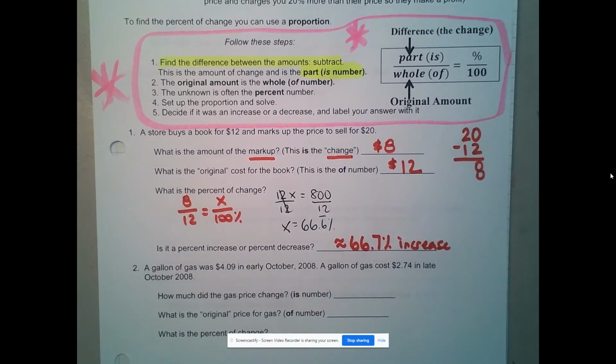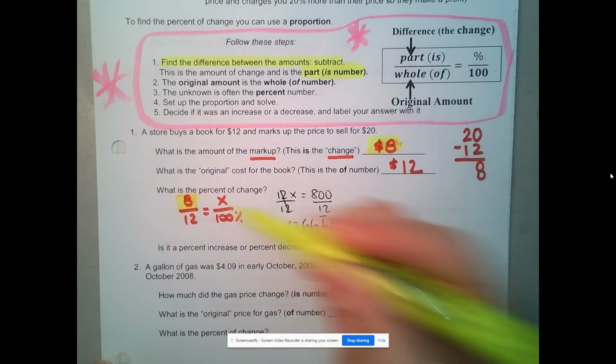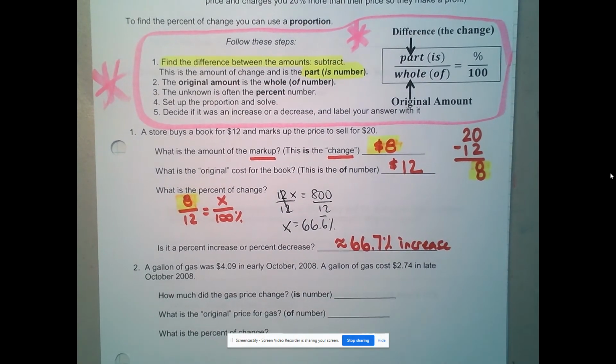So not terrible. The trickiest part about this is making sure that you get the change, the part where you subtract it, that's the number that goes on the top. So notice we never put the 20 anywhere, right? We're not just plucking numbers out of the question anymore.